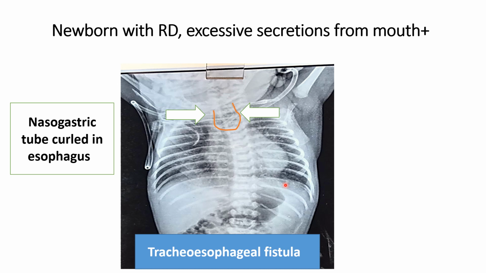And type E, which presents during infancy, not in the newborn period, is the H type, where an isolated fistula will be there. So this is the characteristic X-ray of tracheoesophageal fistula. So you have to check this nasogastric feeding tube which is curled in the esophagus, and also you have to check the stomach air.